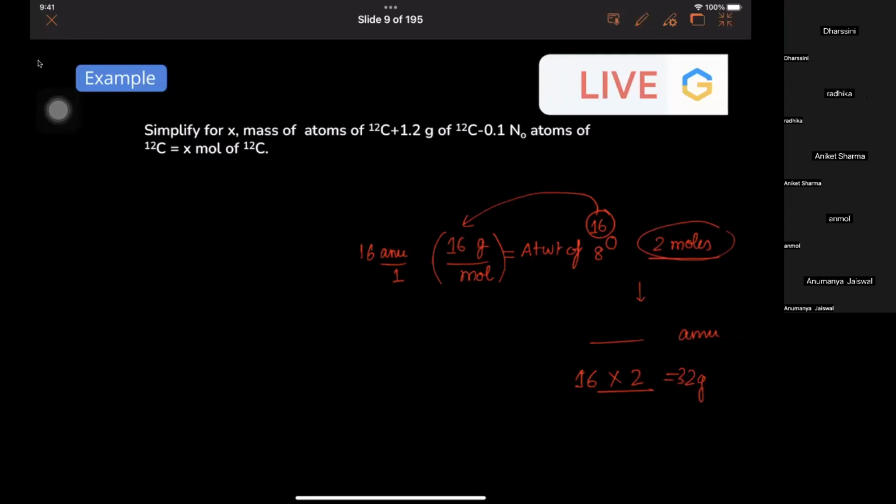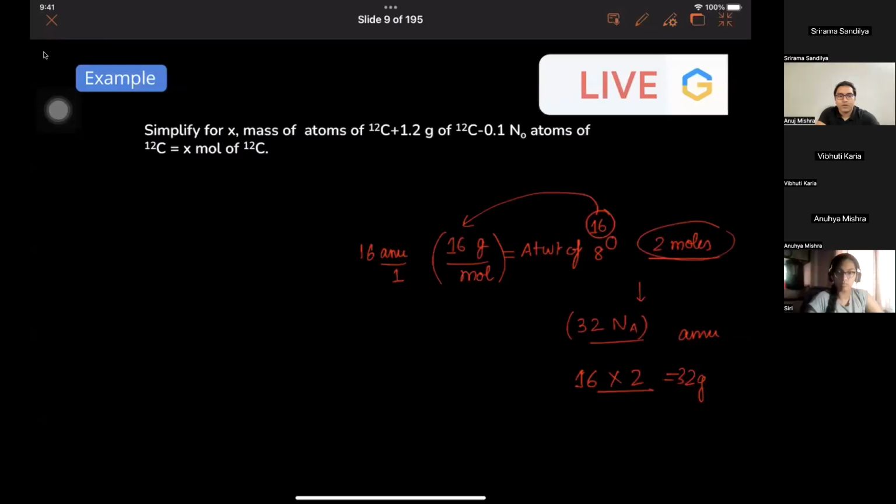Okay, I hope this is clear. Everyone, is this part clear? Right. So if this is clear, what should be answered here? 32 into Na AMU. It should be 32 into Na AMU, right? Any problem in this? Why? Because this is 32 gram, and gram, if I convert into AMU, I need to multiply by Na. Fine. Can you solve such questions?